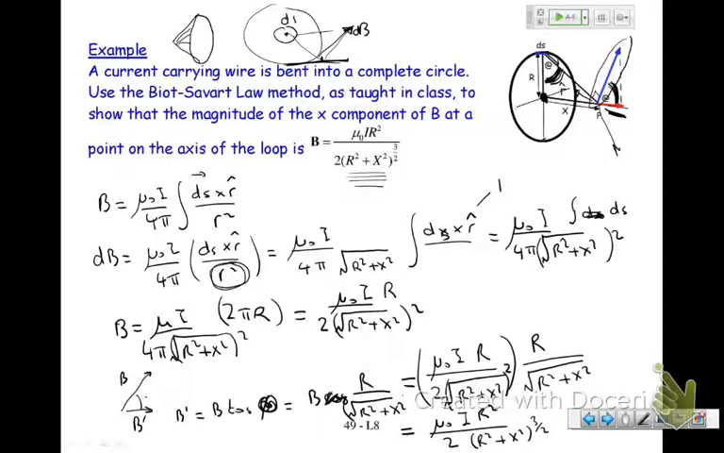Yes? How did you get B prime? How did I get B prime? From I know that B is that, because I just worked that out. And then I said, well, it's a component, so it's going to be adjacent over hypotenuse as a cosine. So I looked at this and said, that angle there is the same as that angle there, and the adjacent is the r over the square root of r squared plus x squared.